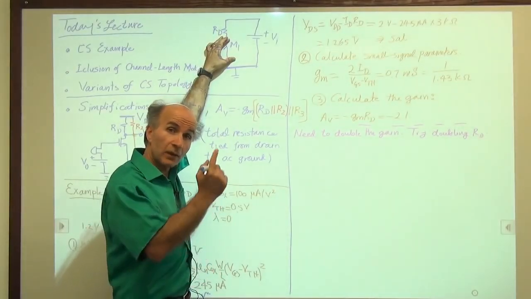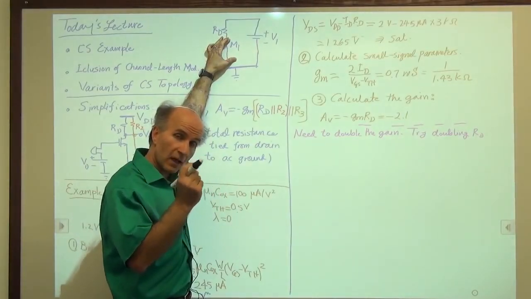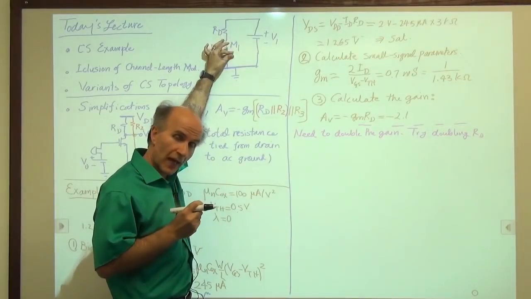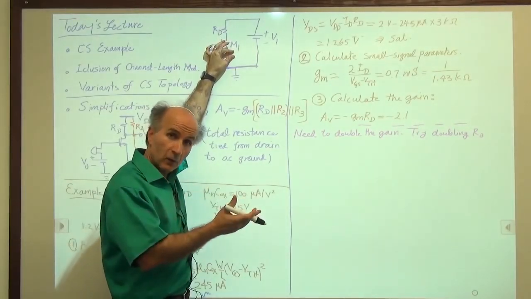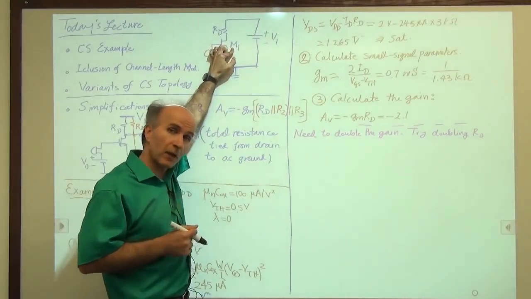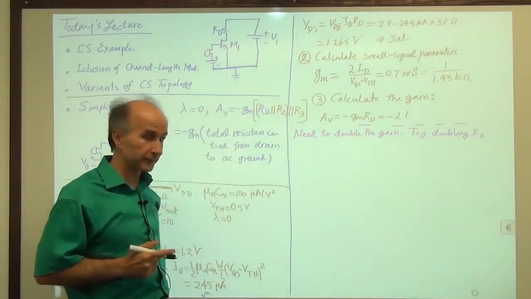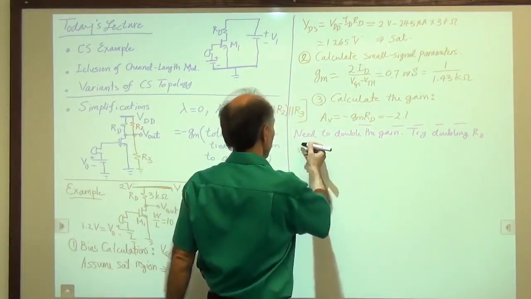So as RD increases, and we assume that the current of M1 is constant, then this voltage collapses. So it's possible that doubling RD will actually drive M1 into the triode region. And then we have a problem. So we have to check. All right, no problem. We know what the equation is.